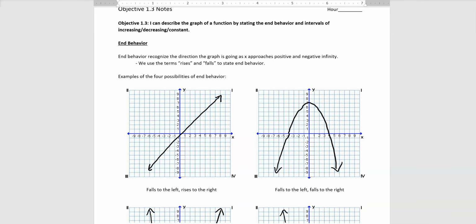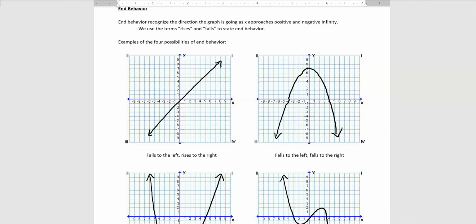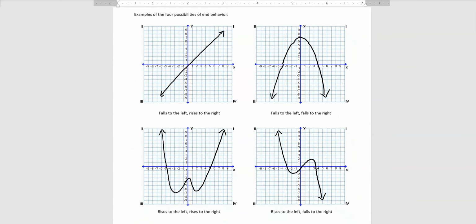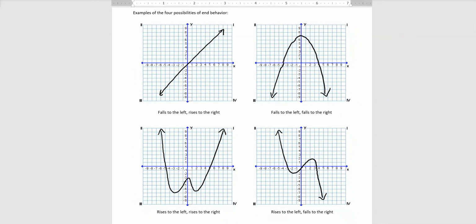End behavior recognizes the direction the graph is going as x, our input, approaches positive and negative infinity. And what that means is as I'm going to the left, what is my graph doing? And as I'm going to the right, what is my graph doing? Here are the four possibilities. We use the term rises and falls.